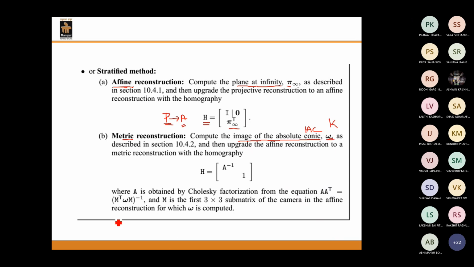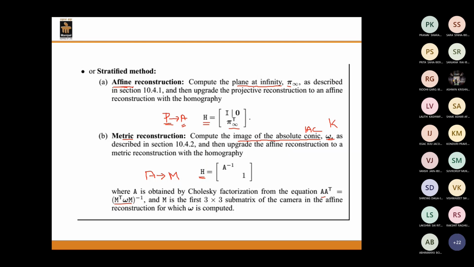Now once you know that, and M, which are basically the camera matrices, you can calculate A, and from A you can calculate H, right? H is the transformation matrix which maps the affine space to the metric space. Once H is computed, you can apply H to all the points in the reconstructed image in the affine space to convert them to the metric space. Okay, so this is the stratified approach.